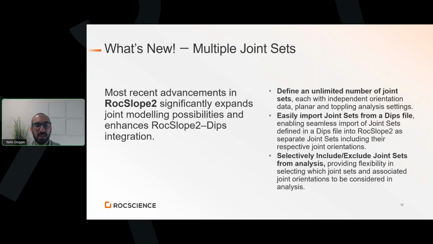We can also selectively include or exclude joint sets from the analysis, which provides flexibility in selecting which joint sets and associated joint orientations to be considered in the analysis. So, this significantly expands joint modeling possibilities and enhances RocSlope2 DIPS integration. Engineers can now selectively include or exclude each joint set from the analysis, which allows more flexibility in evaluating joint combinations and performing a comprehensive set versus set wedge stability analysis.